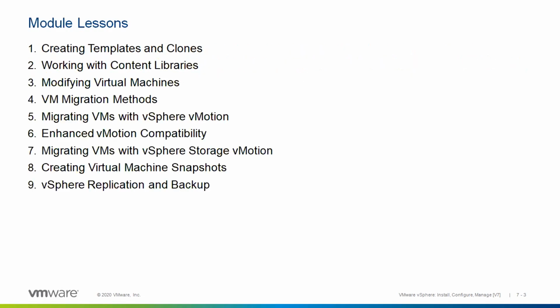There are a number of lessons. First, we'll talk about creating templates and clones, working with the content library, and modifying virtual machine settings. Then we'll talk about virtual machine migration methods. What are the different methods available for migrating a virtual machine? Migrating VMs with vSphere vMotion, Enhanced vMotion Compatibility. Then migrating VMs using Storage vMotion, and creating virtual machine snapshots. Then we will talk about vSphere replication and backup.